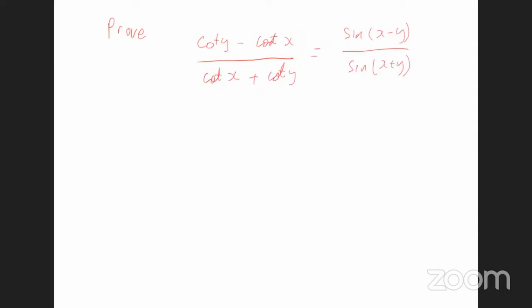Okay, last thing. Prove cot y minus cot x all over cot x plus cot y is equal to sine x minus y over sine x plus y. Right, so technically today we were able to take a look at the 3 new functions, cosec, cot, and sec. Okay, try this one here.